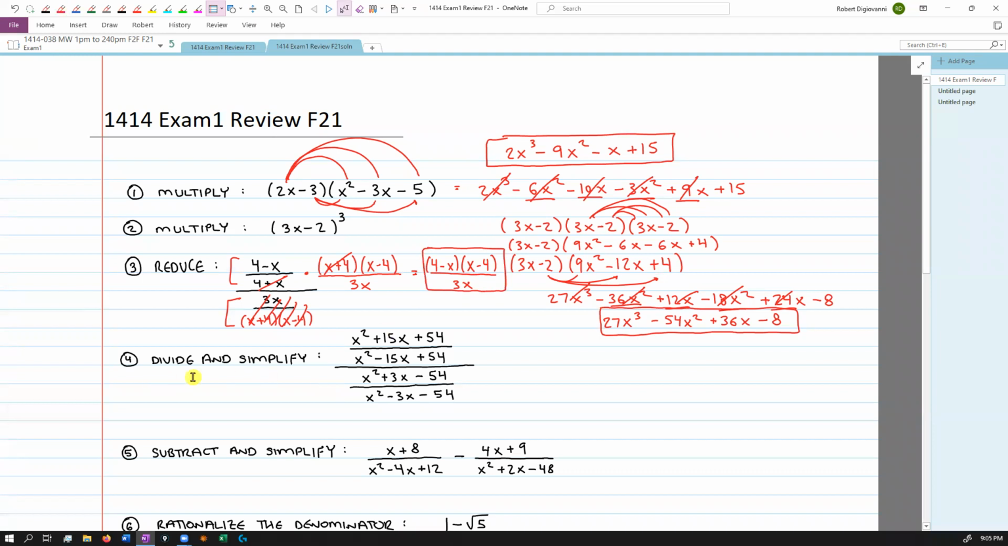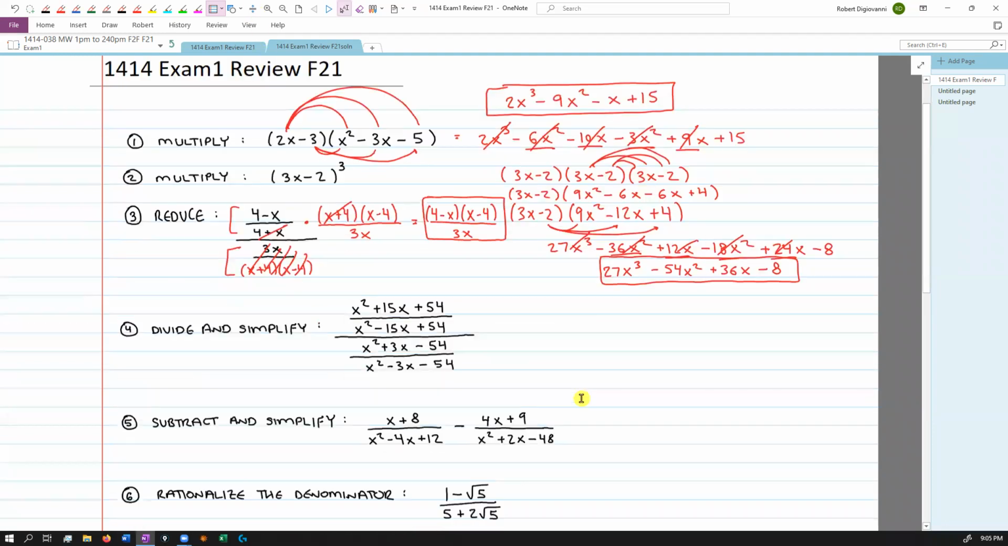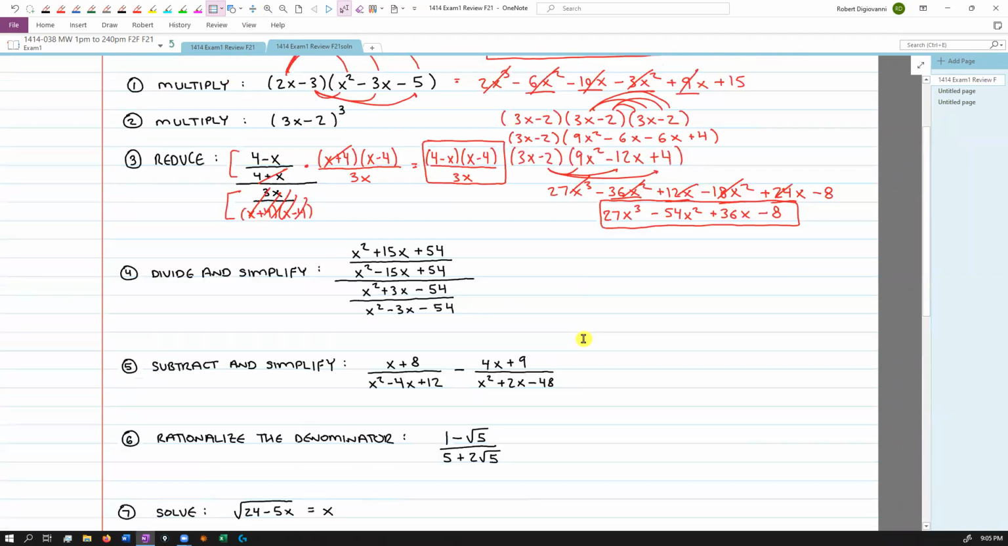Okay, same thing on this one. We want to divide and simplify. So for this one, let me see if I can squeeze a little more room in here. The main idea here is to do some factoring. So let's try and factor all this out first. This will be equal to, okay, this factors, let's see, two numbers that multiply to be 54 and add up to be 15 are 9 and 6.